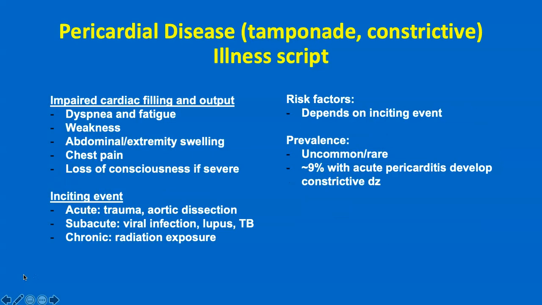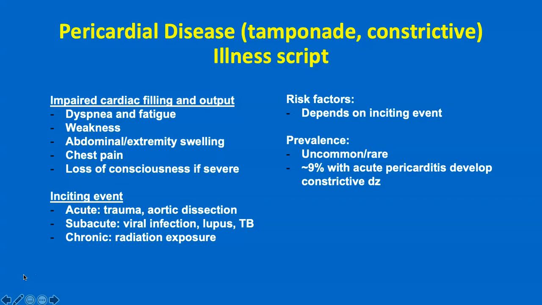For diseases of the pericardium, we're going to talk about tamponade and constrictive pericardial disease. I think about this in two different buckets. First is you're going to have impaired cardiac filling and output because the heart just isn't able to open up, so it's not able to push any blood out either since it's not filling. These patients will have weakness, and it'll be mixed between right-sided and left-sided heart failure, so you'll see abdominal and extremity swelling, chest pain, and you can even have loss of consciousness if it's severe enough.